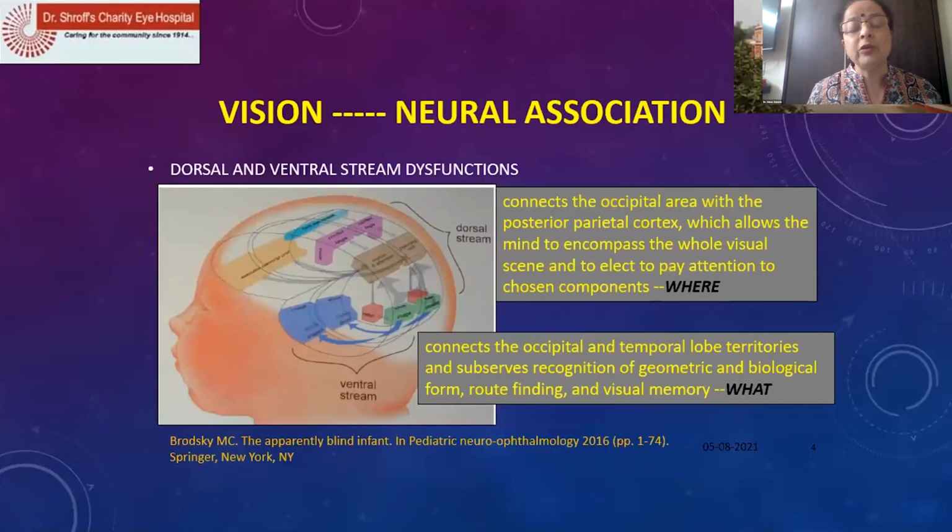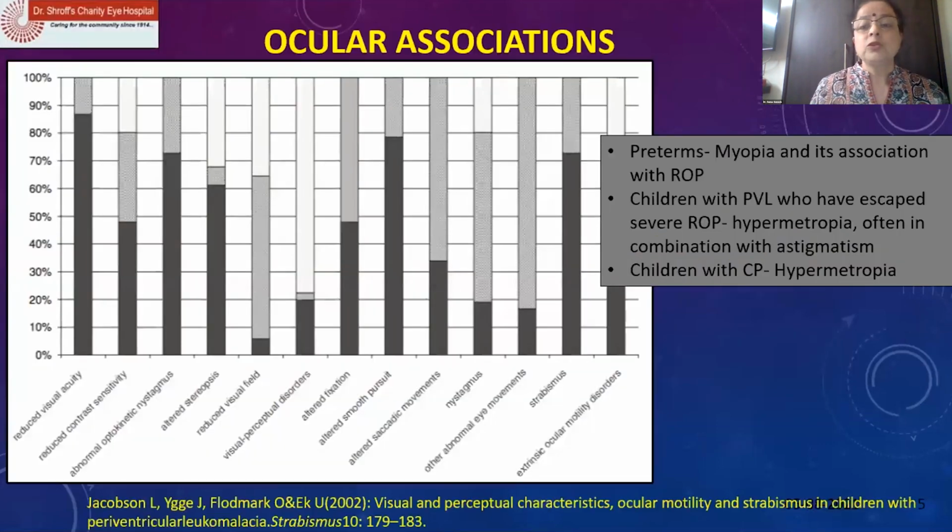So basically, we know that now vision is a neural association. We have the dorsal stream and the ventral stream. The dorsal stream connects the occipital area with the posterior parietal cortex, and that tells us where. And the ventral stream connects the occipital and temporal lobe and tells us what. So these are the many ocular manifestations which we see in these children.